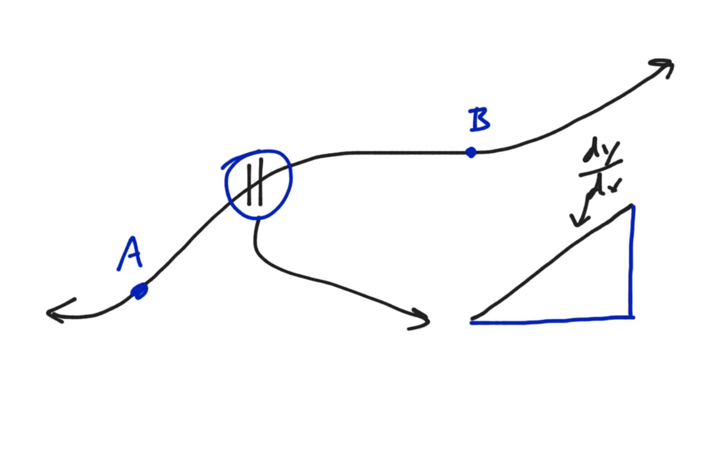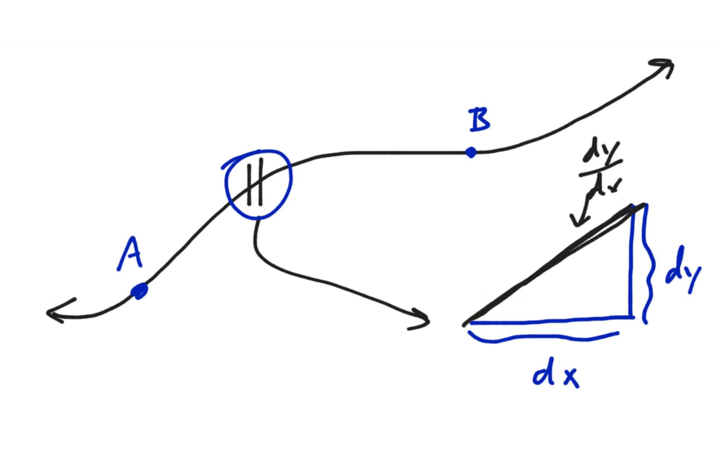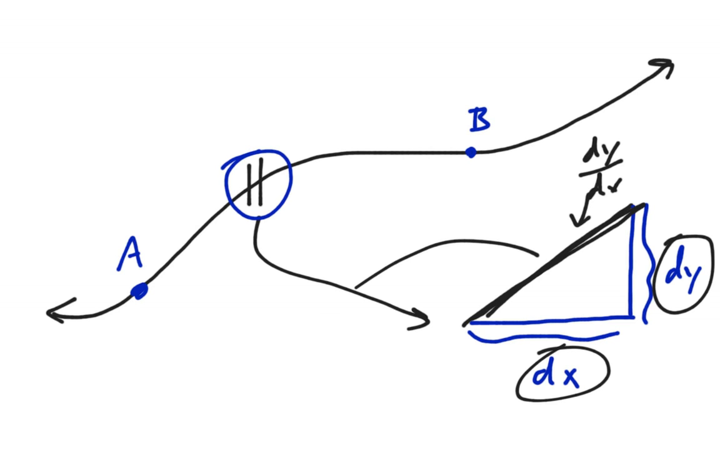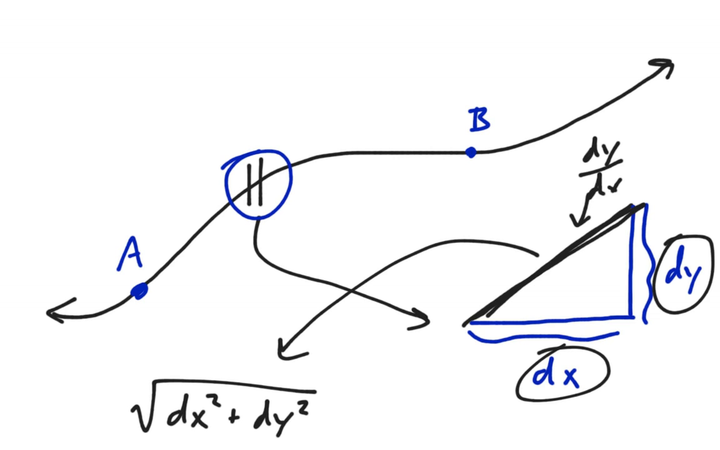Because the slope is basically just rise over run, that means this blue height is dy, and this blue base is dx. Because I've zoomed in close enough and the black hypotenuse looks like a straight line, I can use the Pythagorean theorem using dx and dy. So the length of this little hypotenuse is the square root of dx squared plus dy squared.